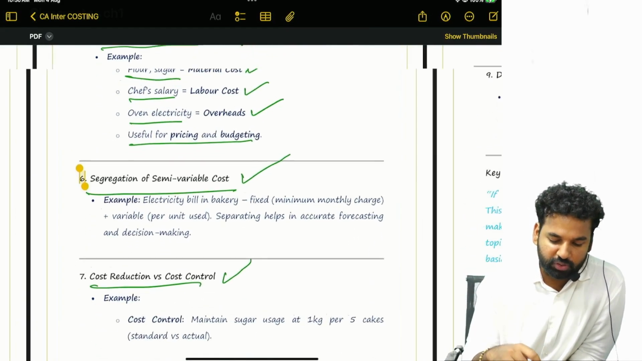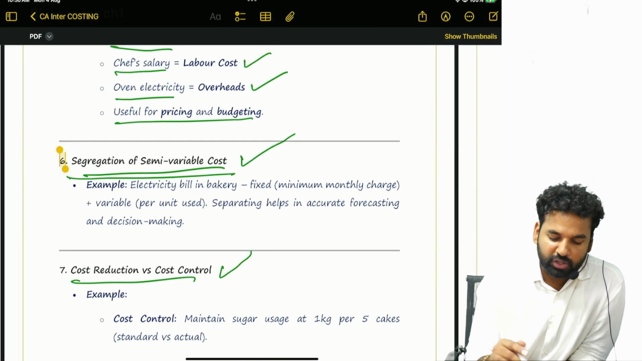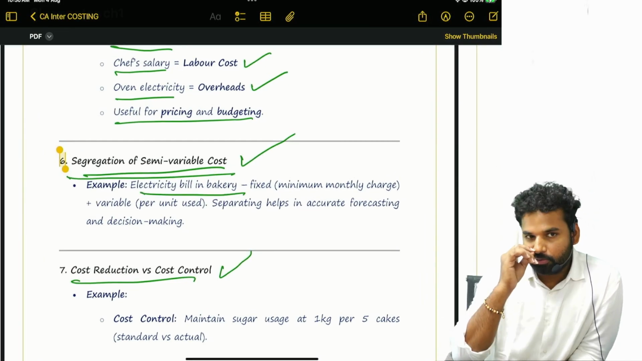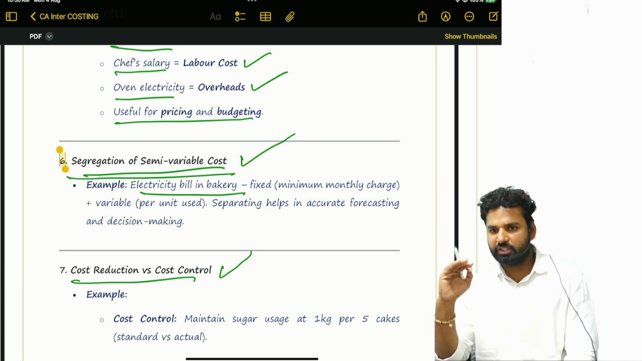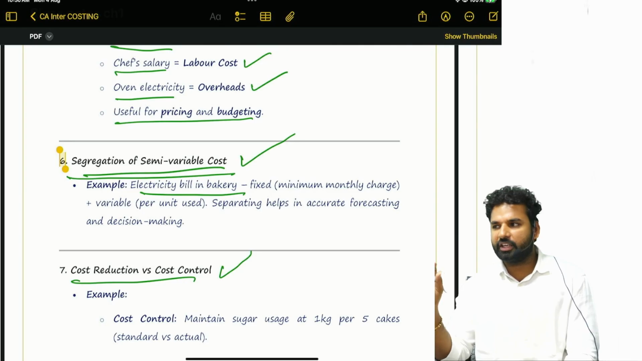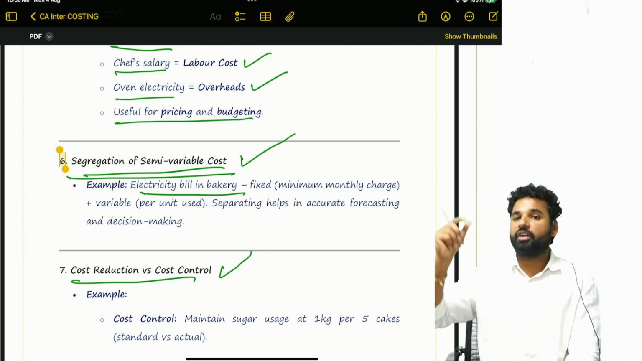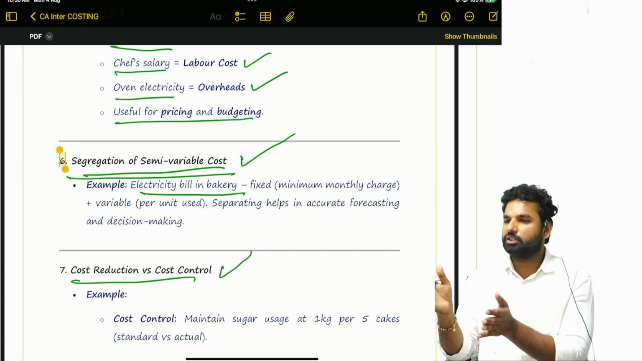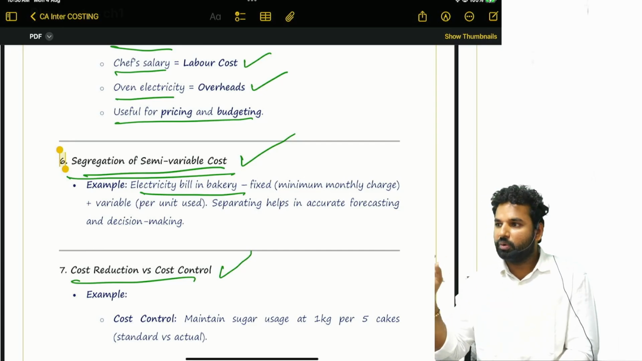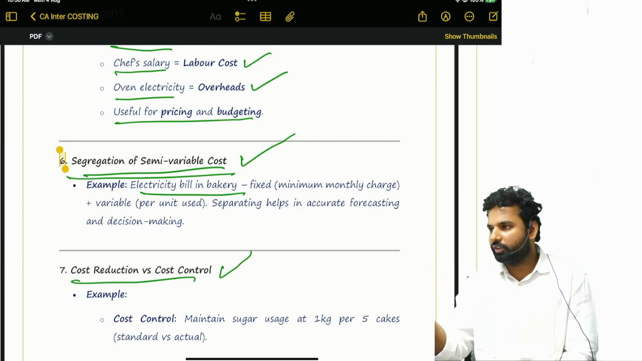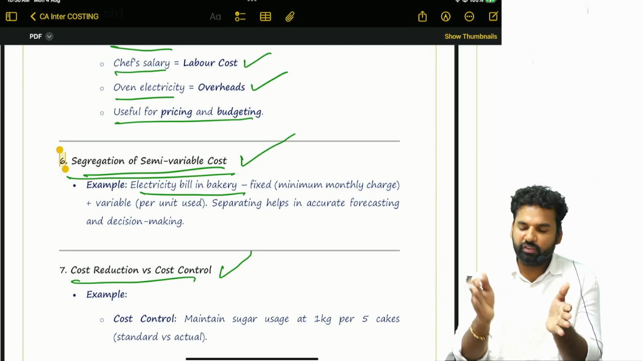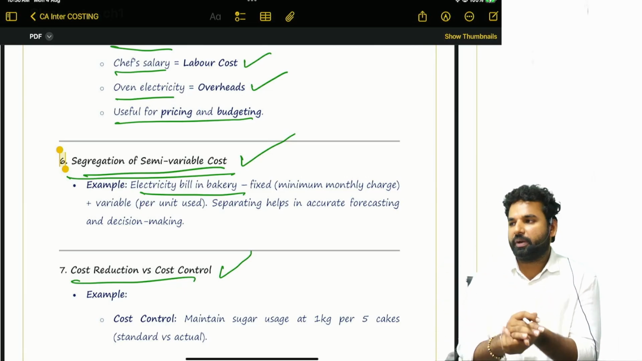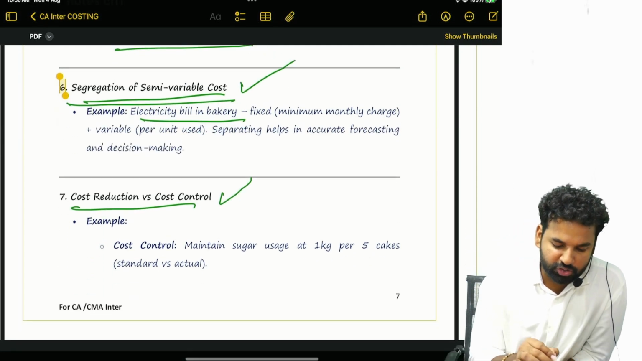Classification of cost. Next, segregation of semi-variable cost. So electricity bill in the bakery will be obviously semi-variable only. Up to a particular level, fixed will be there. After that, per unit charge will be there. That is variable. And variable also step variable. So up to 100 units, this will be the charge. Per unit charge is this much. More than 100 means per unit charge will change. So based on the consumption, it will change. So step variable it will be there. So likewise, semi-variable cost will be segregated into fixed and variable cost, so that you will understand the cost price per unit in detail.